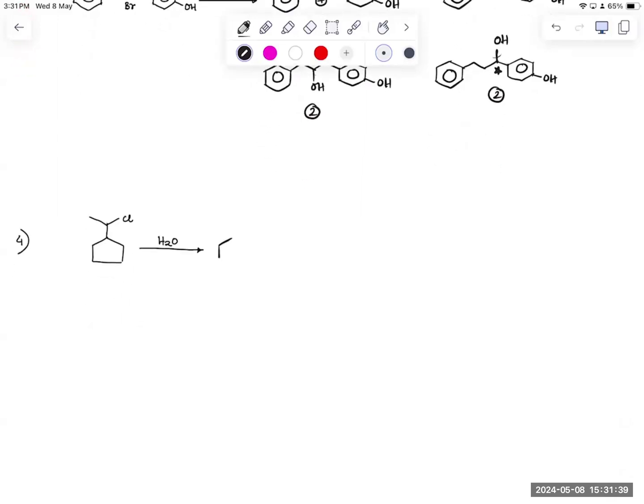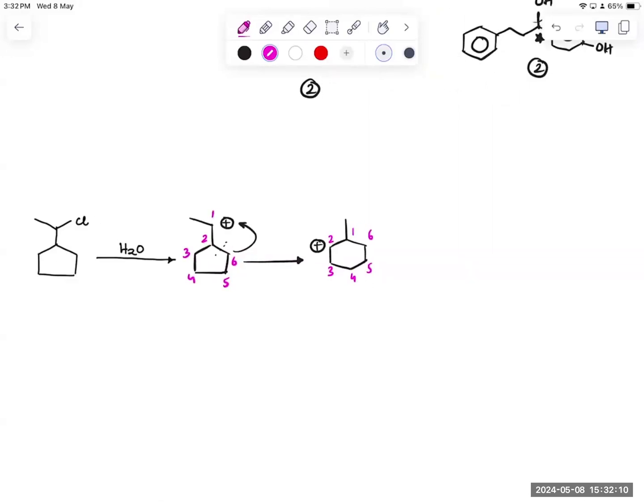Everybody notice the fourth one now. Fourth one, we will have this as the first carbocation. From the carbocation, you will see the rearrangement will happen by ring expansion. Ring expansion happened. The positive charge comes here. If you check the numbering 1, 2, 3, 4, 5, 6, between 1 and 6 there is a bond formation. This is the carbocation which is formed here.